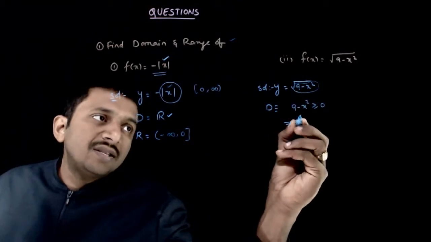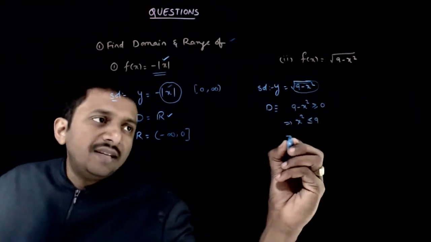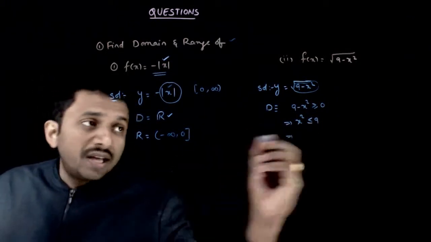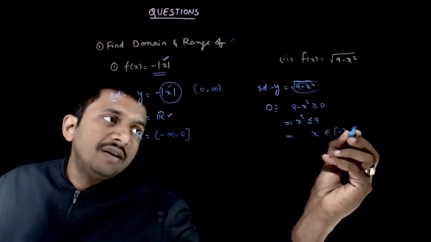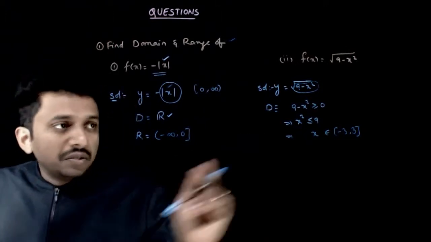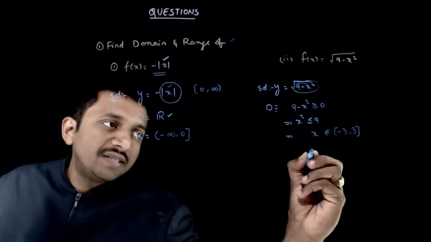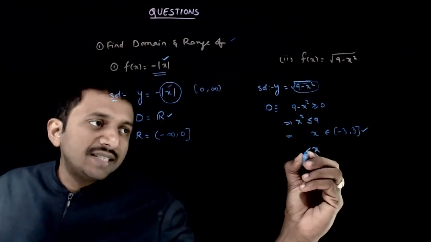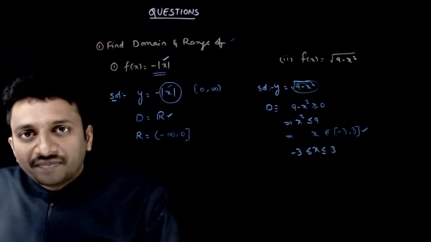This implies x square is less than or equal to 9, and this implies, if x square is less than or equal to a square, x belongs to minus 3 comma plus 3. So x has to belong to minus 3 comma plus 3 is the answer. The domain is minus 3 to plus 3, or I can write it as x lying between minus 3 to plus 3.